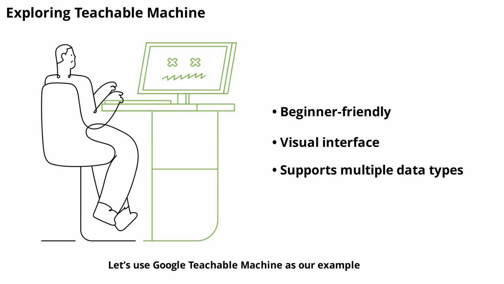Let's use Google Teachable Machine as our example. This platform is perfect for beginners and supports image, sound, and pose recognition. You simply upload your data, label it, and let the platform handle the rest. The interface is visual and intuitive, making it easy to experiment and learn. In the next steps, we'll walk through a sample project using Teachable Machine, so you can see just how straightforward the process can be.